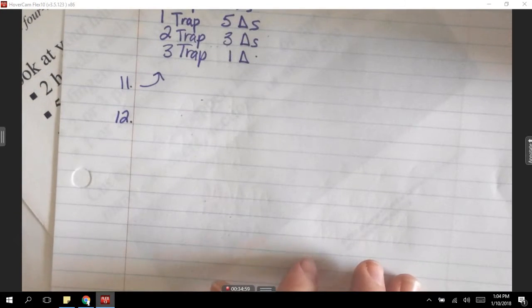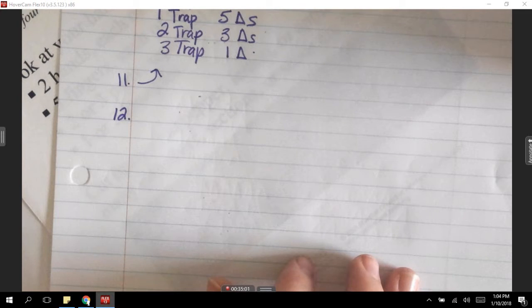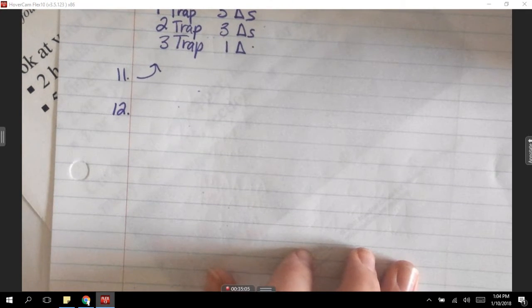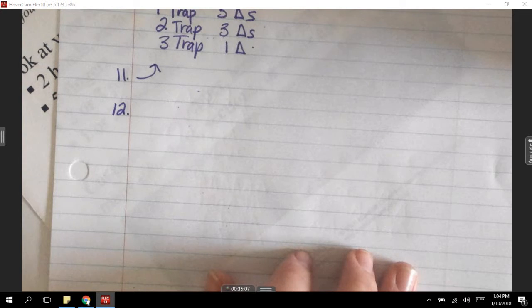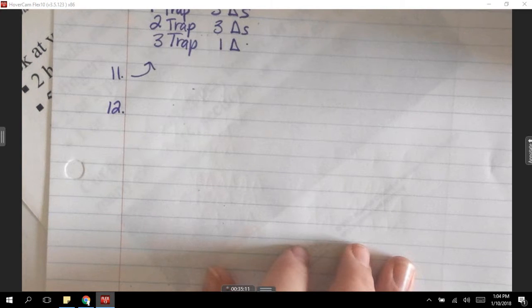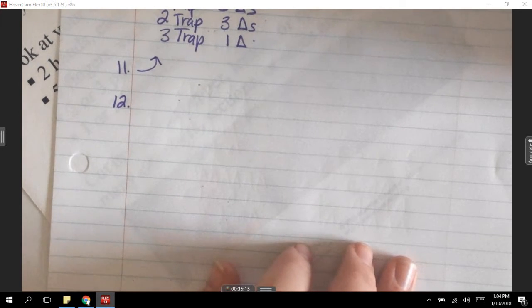Number 12 is finally where we get to the big boy. If you know the answer to 12, I'll give you 2 points. It was what? Number 12? 10. Yeah, 10, 14. Now, 11. 13. Okay, so 21.